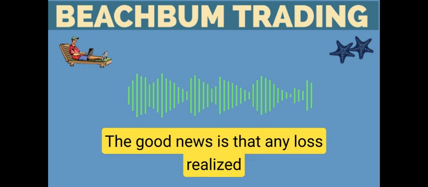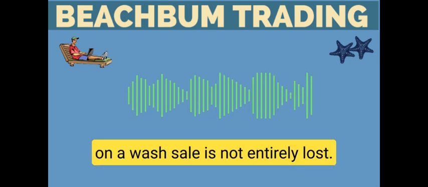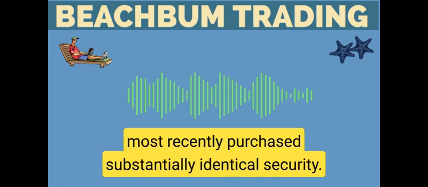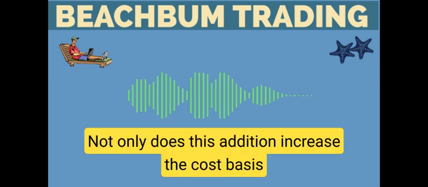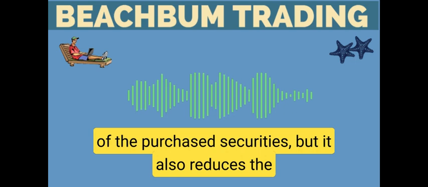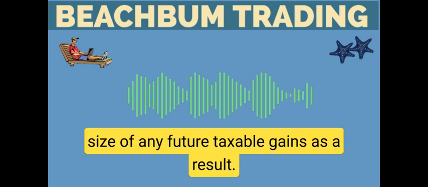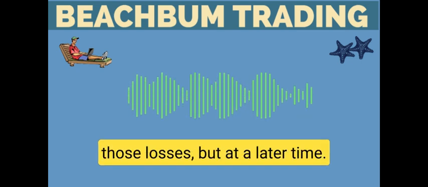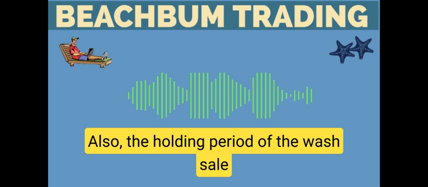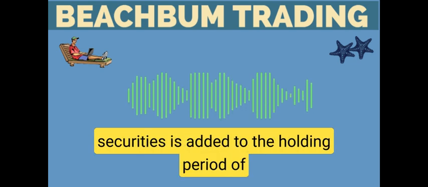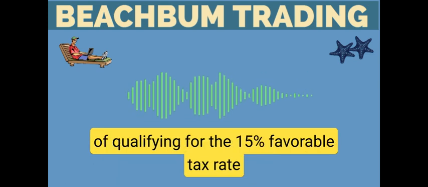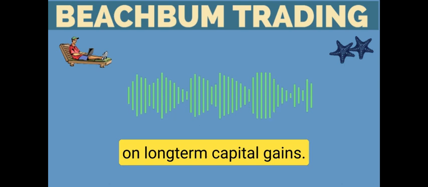Reporting a wash sale loss: the good news is that any loss realized on a wash sale is not entirely lost. Instead, the loss can be applied to the cost basis of the most recently purchased substantially identical security. Not only does this addition increase the cost basis of the purchased securities, but it also reduces the size of any future taxable gains as a result. Thus, the investor still receives credit for those losses, but at a later time. Also, the holding period of the wash sale securities is added to the holding period of the repurchased securities, which increases an investor's odds of qualifying for the 15% favorable tax rate on long-term capital gains.